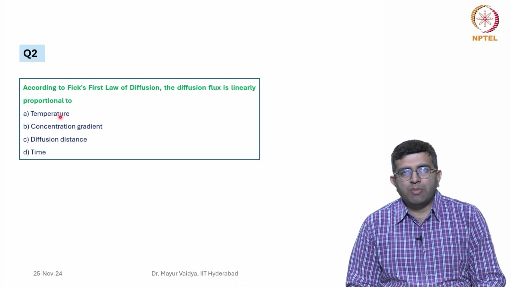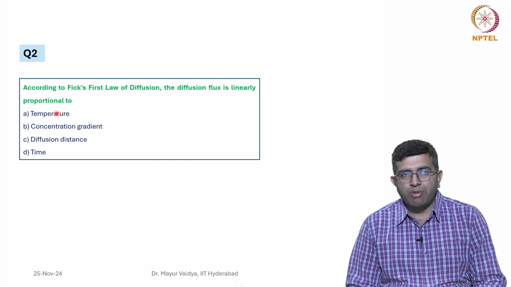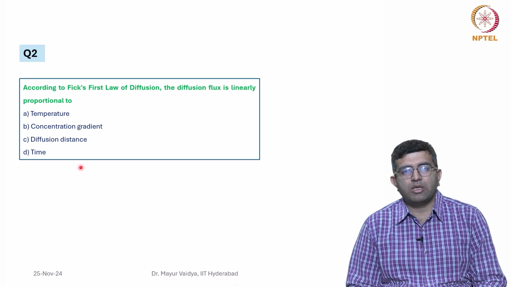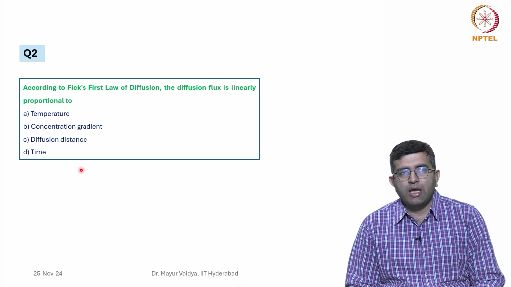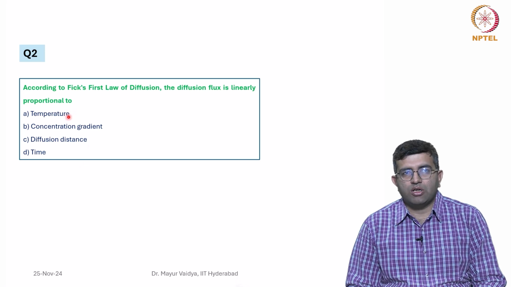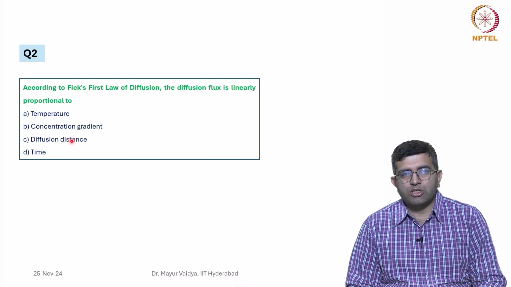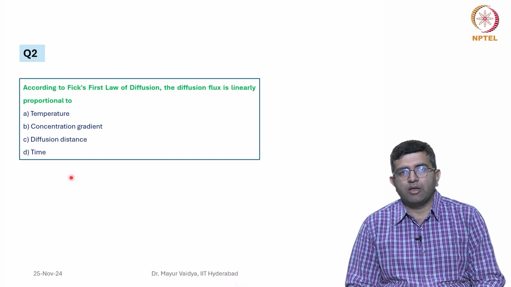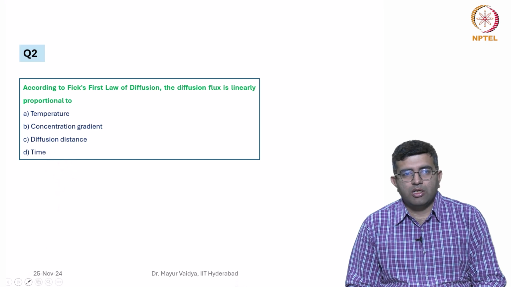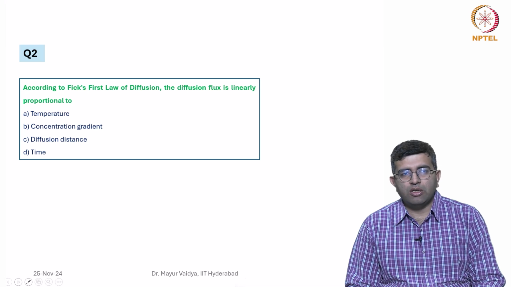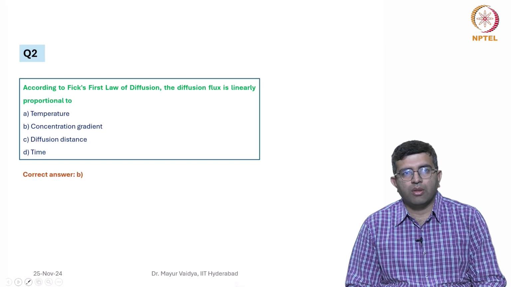Although remember that the flux is also dependent on temperature, because D, the diffusion coefficient, is dependent upon temperature, the proportionality is not linear. Same thing with the diffusion distance: it comes into the picture, but it is not linear, and same with time. In the case of non-steady state diffusion, the flux may change with time, but it is not a linear dependence. So the correct answer is B.